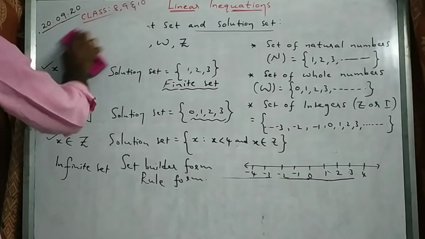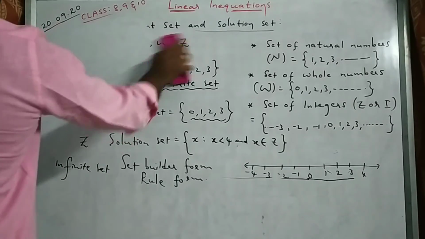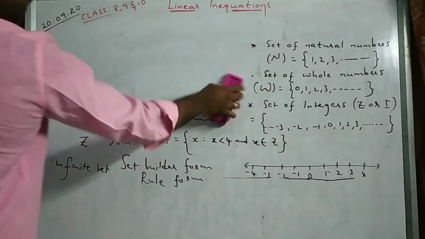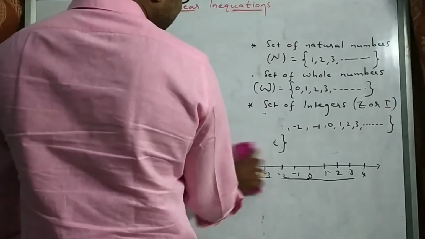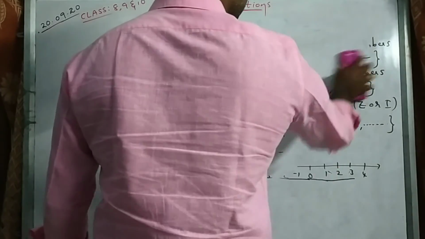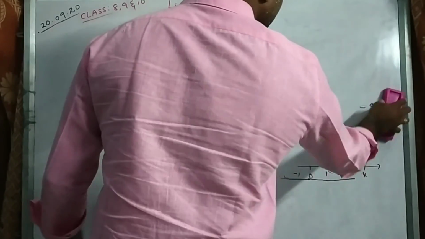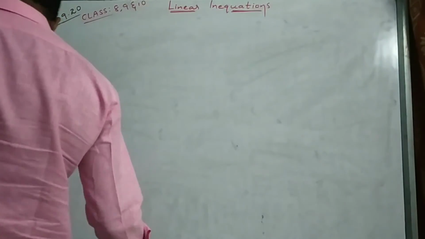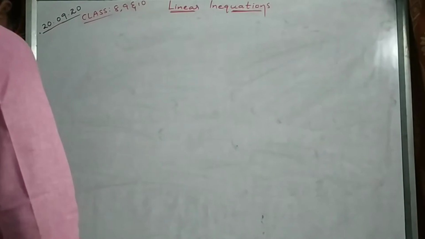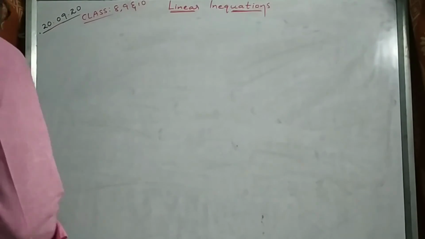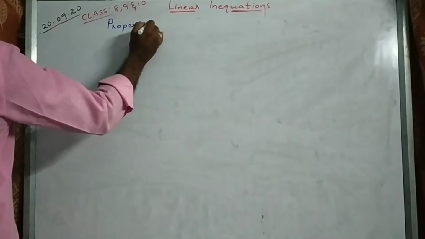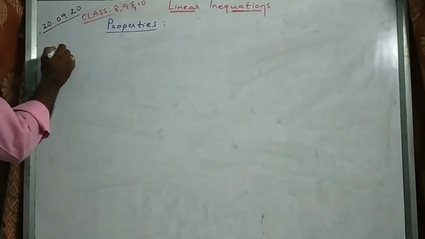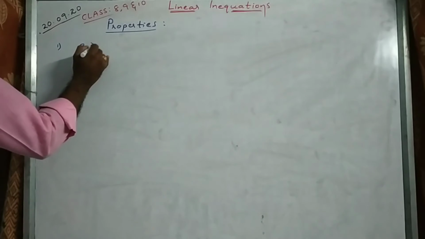Now I'll tell you some properties for inequations. So the solution set depends on the replacement set. So according to the replacement set, we will be getting the solutions for a given inequation. Remember that point, okay? Now some properties I'll explain. Properties of inequation.